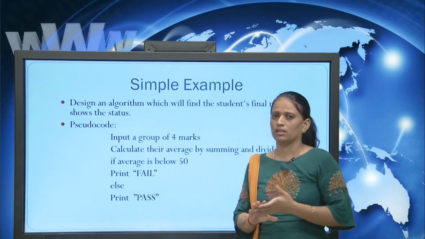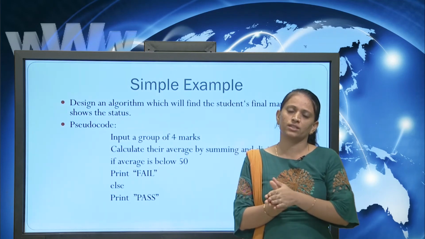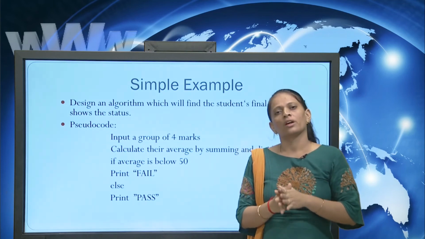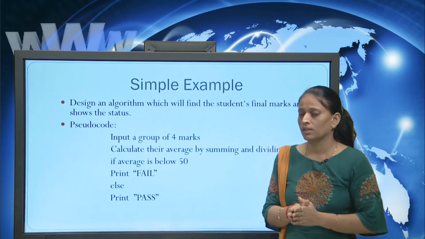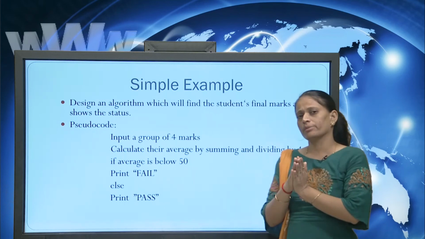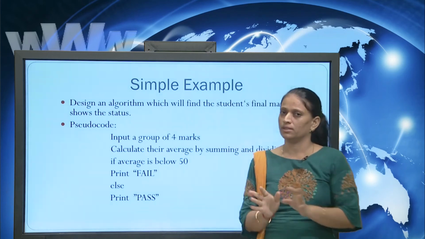Let me show the algorithm, pseudocode and flow chart, and how we can draw them for a specific problem with a simple example. We want to generate the result of a student, whether the student is pass or fail. We have the marks of 4 subjects of a student, and we want to identify whether the student is pass or fail. The basic criteria is: if the average of the 4 subjects is less than 50, then the person is fail, otherwise the person is pass.